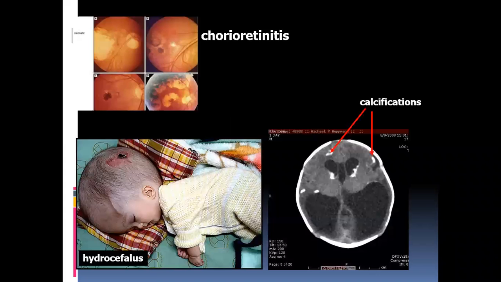This is also a picture of a case of toxoplasmosis. They also develop choroiditis, calcifications and hydrocephalus. So these are some features that are also developed by the toxoplasmosis infection.